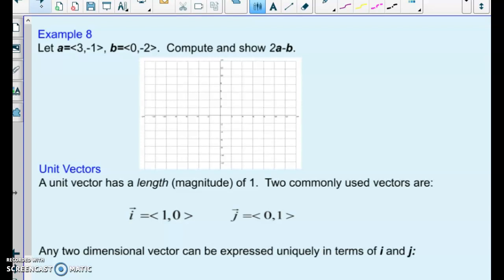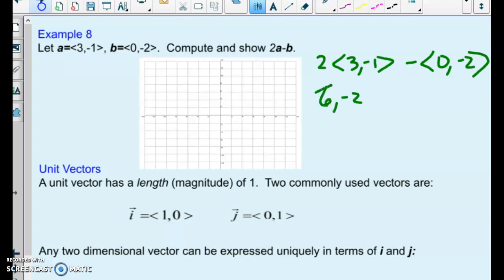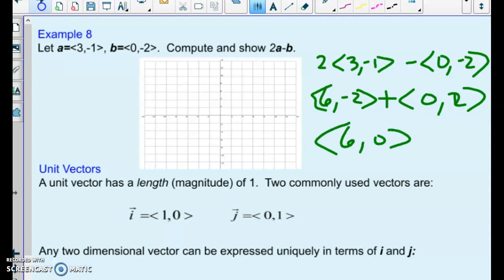So let's say A, my first vector, is 3, negative 1, and B is 0, negative 2. And I want to show what 2A minus B is. So 2 is one of those scalars. So if I take 2 times A minus B, which would be 6, negative 2, plus a negative would make this positive 2. And then you add the components together and I get 6, 0. Okay?